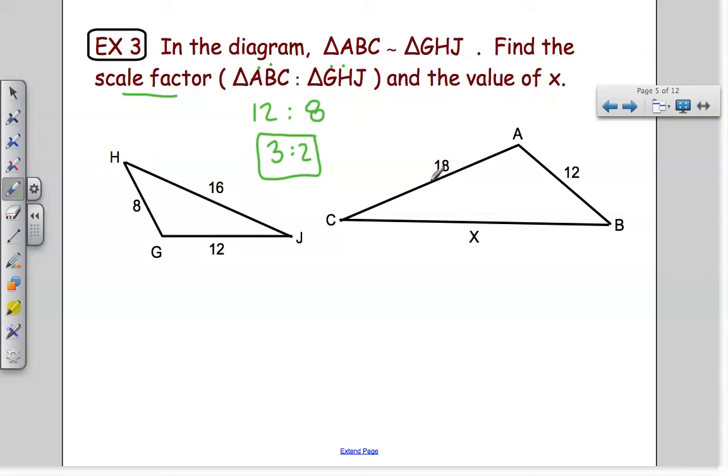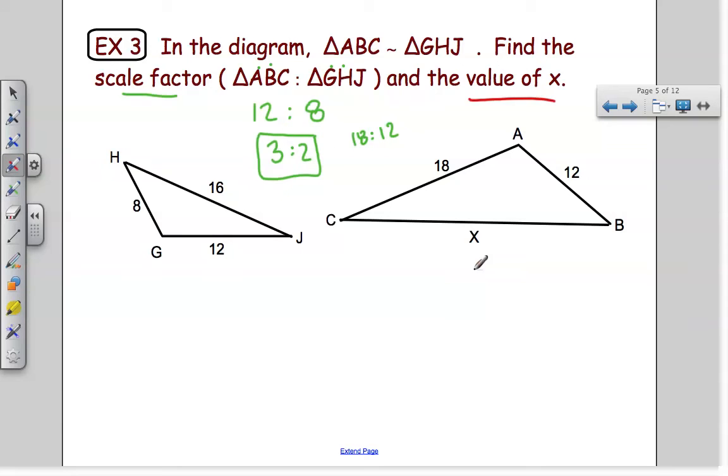I could also check and make sure this other side would correspond. 18 would correspond to what? That's AC. First and last letter. First and last letter here is GJ, which is 12. 18 and 12 both divide by 6, and you would get again 3 to 2. So we're looking good. Scale factor.